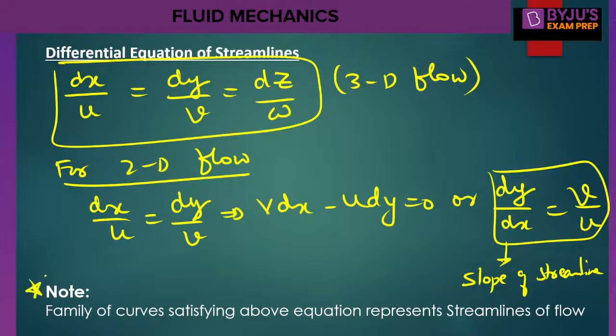The family of curves satisfying the above equations are known as streamlines of the flow. We can find out the streamline. The relation between x and y, a function of x and y equal to constant, is the equation of the streamline. By integrating this differential equation, we can obtain the equation of the streamline.